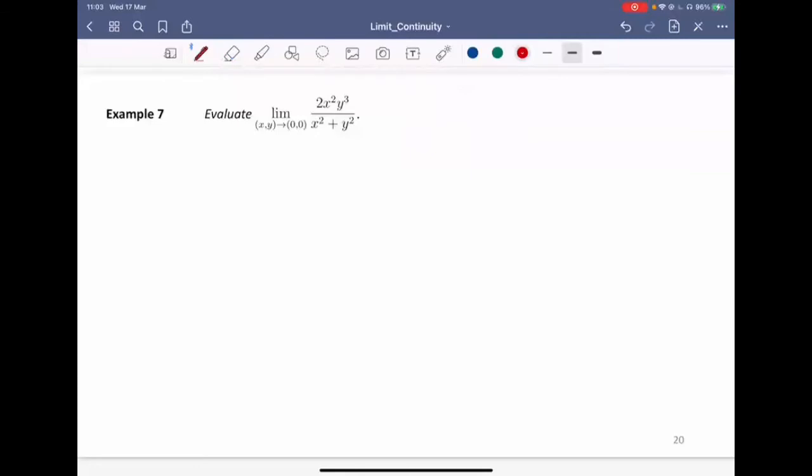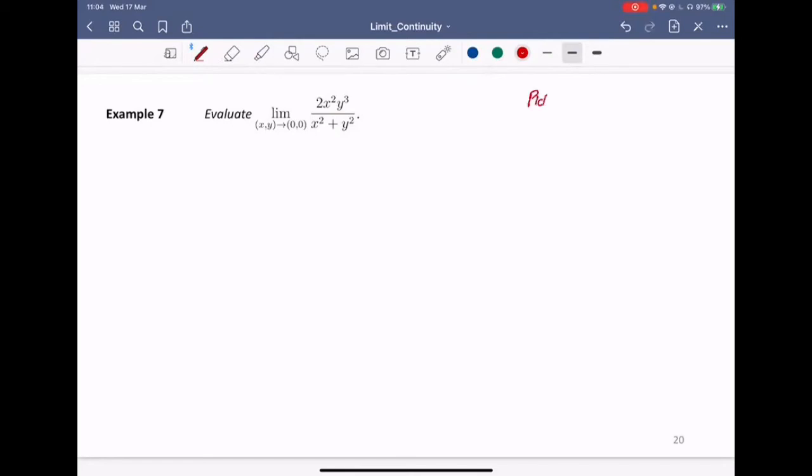Looking at this problem, I have no way of factoring because I have x squared plus y squared, which gives me no clue how to factor. Factoring is so hard. Conjugation is so hard as well because I don't know what to multiply. So maybe I'm going to pick a line and show that the limit does not exist.